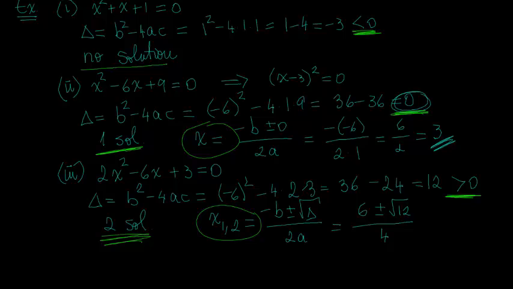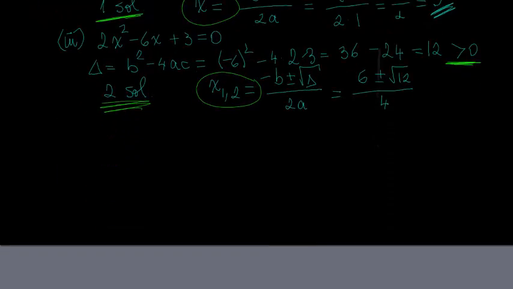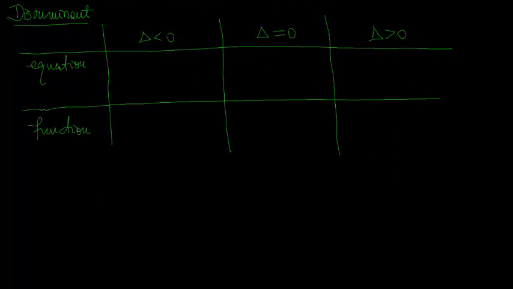Speaking of delta, this discriminant tells us more in terms of not just equations, but in terms of functions, and we'll see in a minute also in terms of factoring. So now let's look again at this discriminant for what it told me about equations and try to deduce what this discriminant tells me about functions.